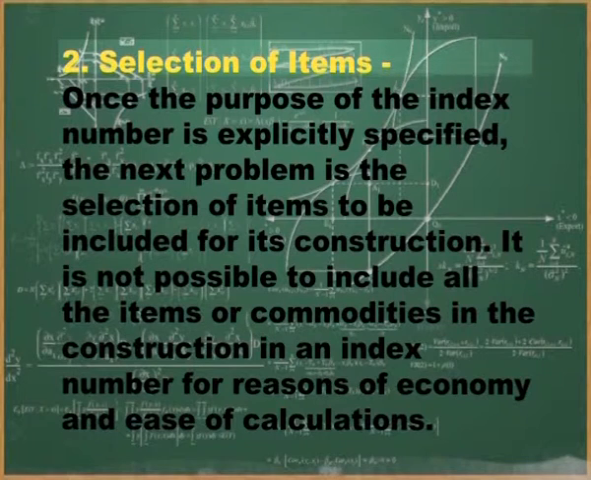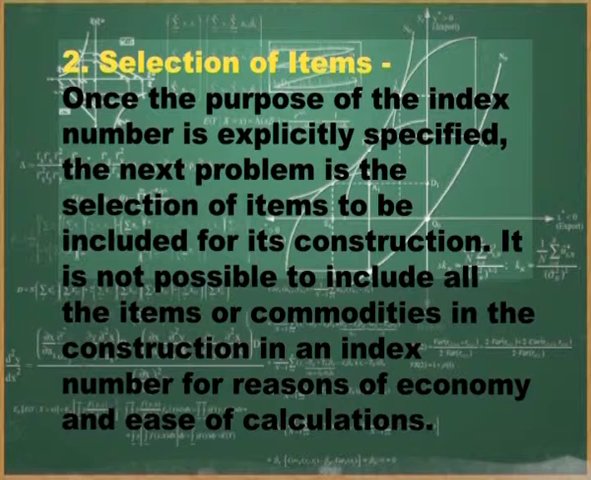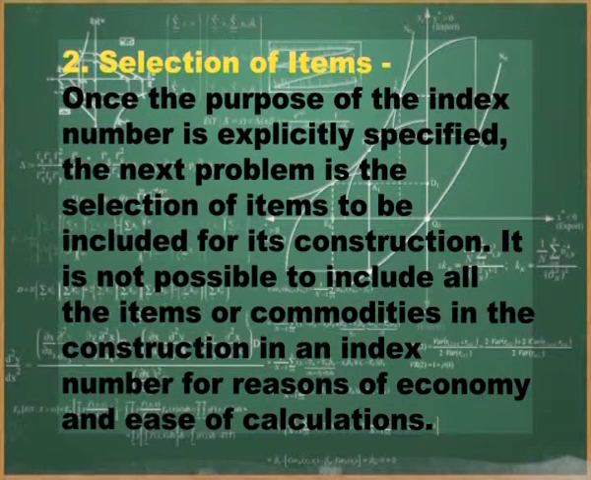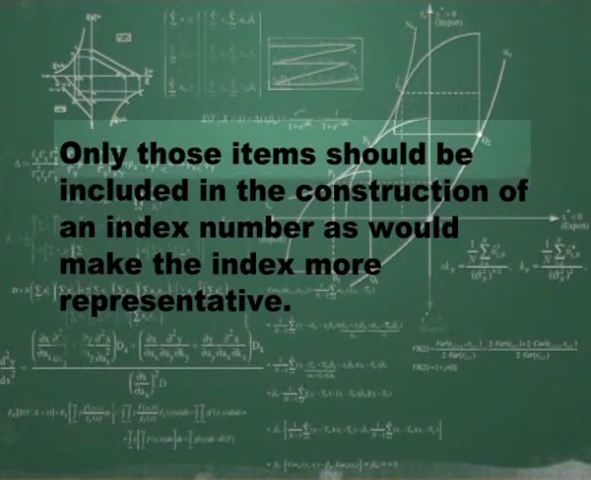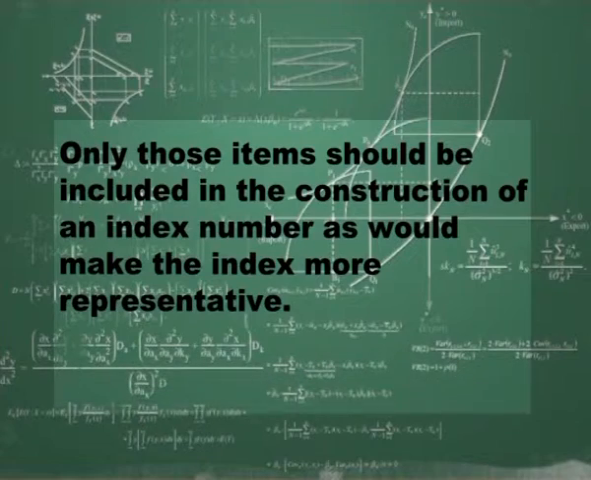Second point, selection of items. Once the purpose of the index number is explicitly specified, the next problem is the selection of items to be included for its construction. It is not possible to include all the items or commodities in the construction of an index number, for reasons of economy and ease of calculations. Only those items should be included in the construction of the index number as would make the index more representative. It is also necessary to decide the quality of the items to be included in the index.